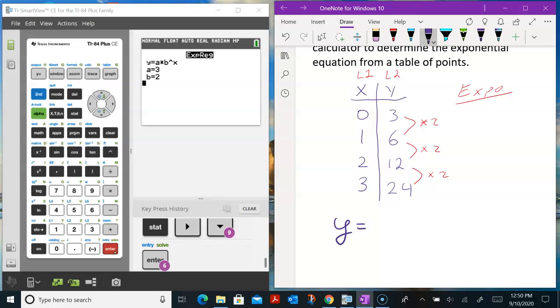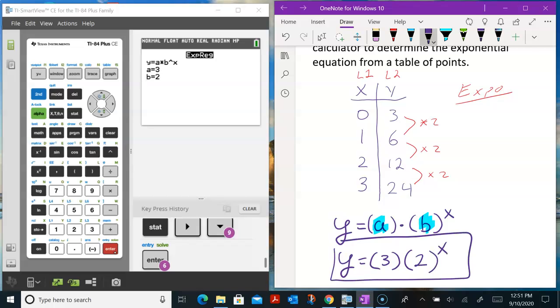It is y is equal to a times b to the x. And our regression gives us the a value and gives us the b value, so we can simply replace those. I can say 3 times 2 to the x. This ends up being our exponential equation for the set of data points, and we know to run an exponential because we have the same common number being multiplied, and that is called a common ratio.